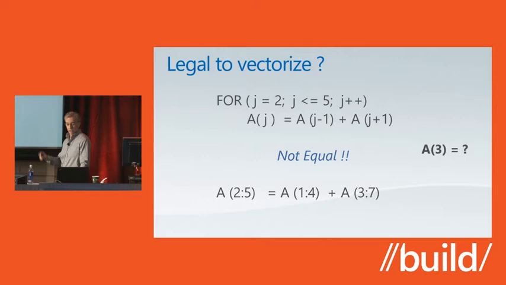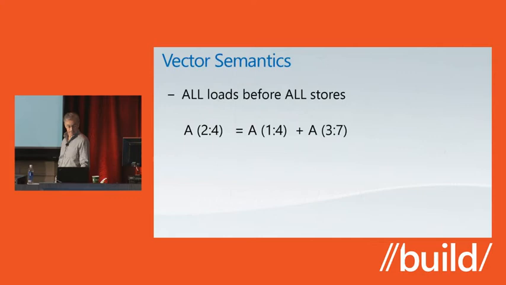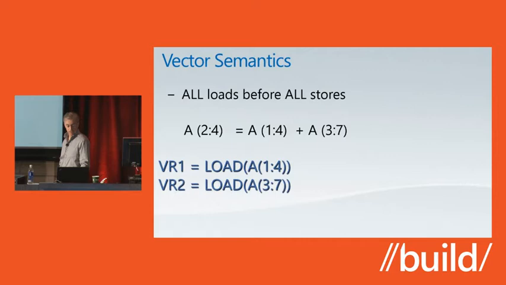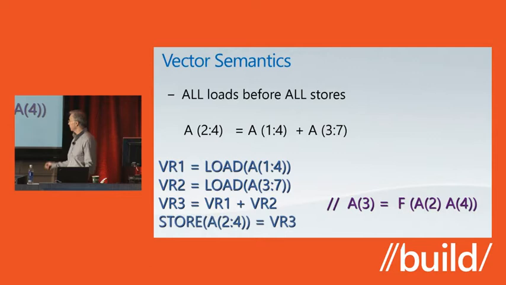In this example here, that red arrow shows that there's what we call a flow dependence across loop iterations. This store is going to affect the next iteration, where it's going to be read by this operand. And I'll show you this. If we did the vector version of this, you'd load those four, you'd load those four, you'd do an add, and you'd do the store, and you'd see that A3 is really a function of A2 and A4.